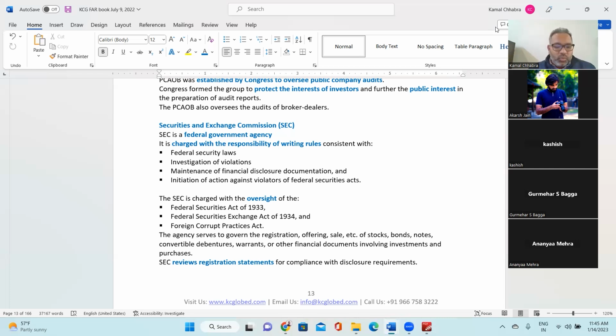Have you heard about 10Q? Yeah, quarterly filing, sir. Quarterly filing, right? And 10K? Annual filing, yearly filing. 8K? Special event filing, basically.